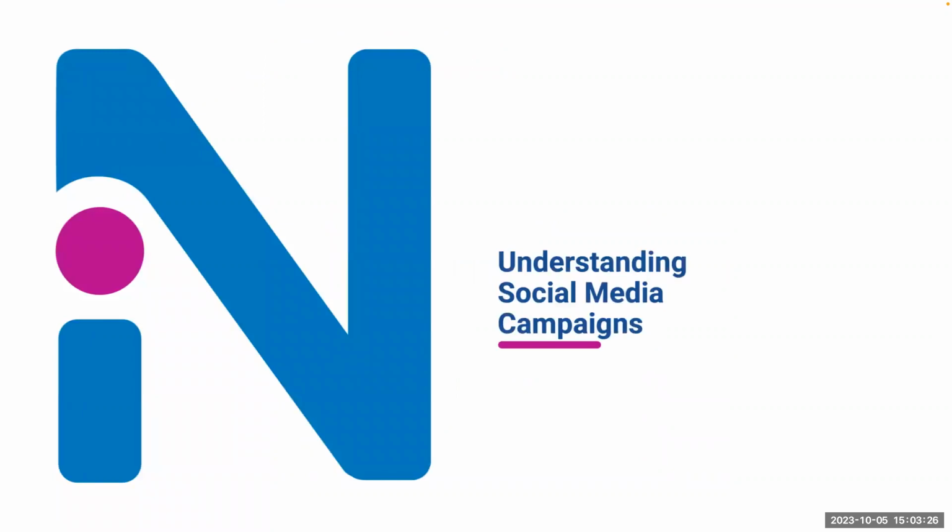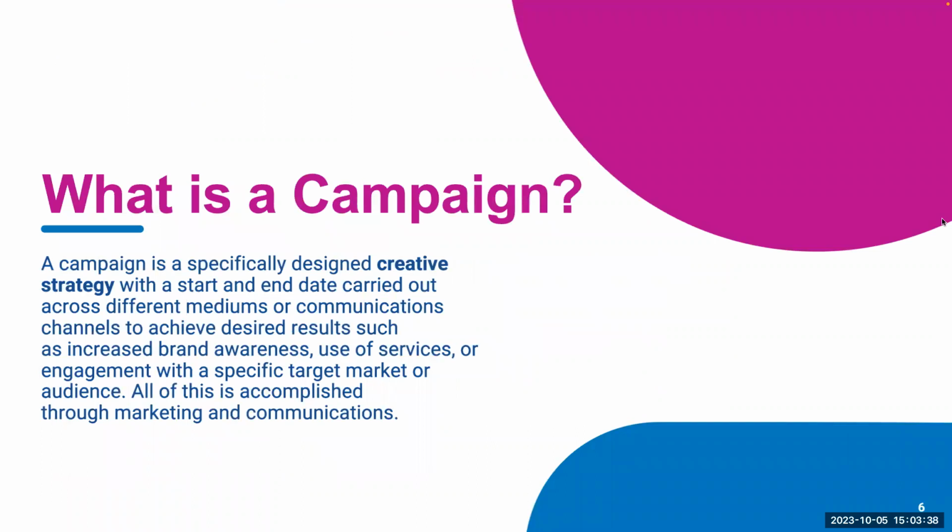Happy to answer them. So first and foremost, the dynamics behind it all is understanding a social media campaign in general. So what is it? This key question. Basically, it's a designed creative strategy. It's got a start date and end date. You need to carry this strategy out across specific mediums. Say we're working with a social campaign here. Is it going on Facebook? Is it going on Instagram? Is it going on not Twitter anymore? What are we putting it on to grab the attention that we want?